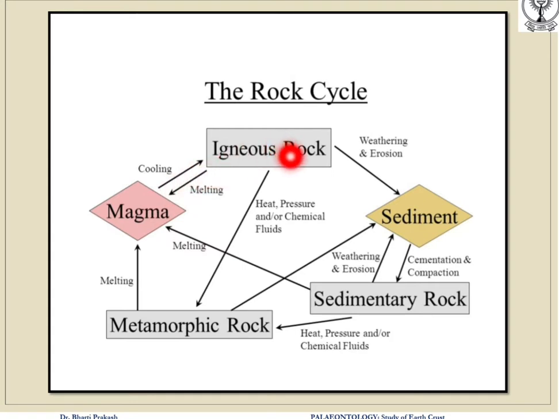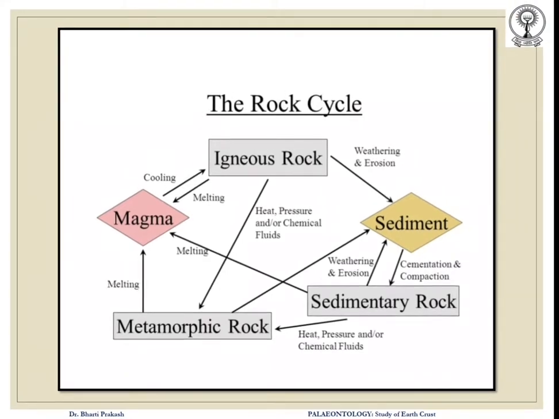And when the melting of igneous rocks takes place, magma is formed, and this magma again gets converted into another rock. The igneous rocks, on heat, pressure and other chemical fluids, are converted into metamorphic rocks. So in this way the rock cycle continues, and one rock is converted into the other rock.